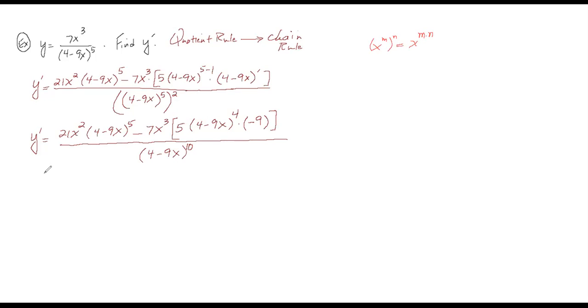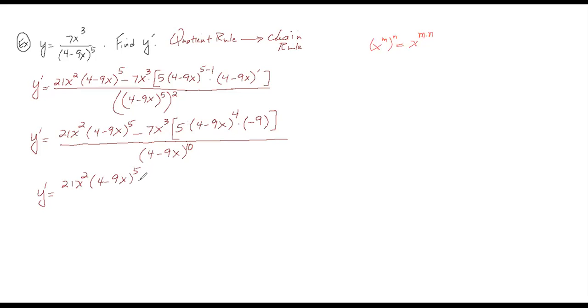Now, let's simplify it a little bit more in terms of clearing this whole thing that's a mess. So it's 21x squared times 4 minus 9x to the 5th. All right, so let's look at this. I need your help, okay? So here I have 7 times 5, and then times the negative 9.